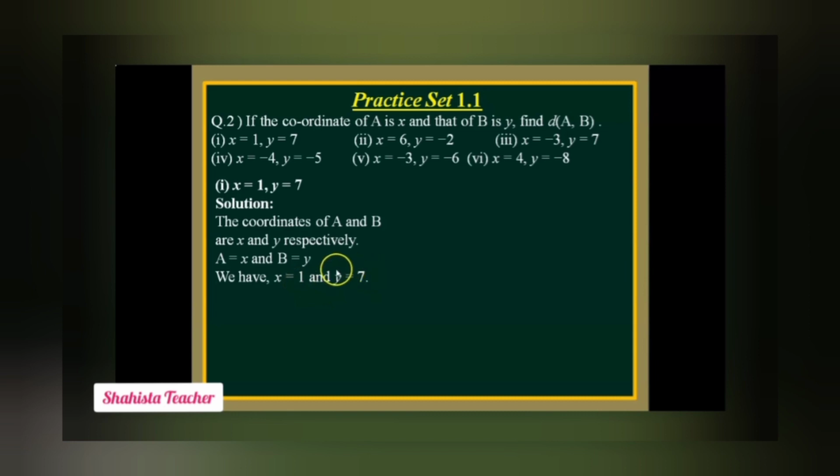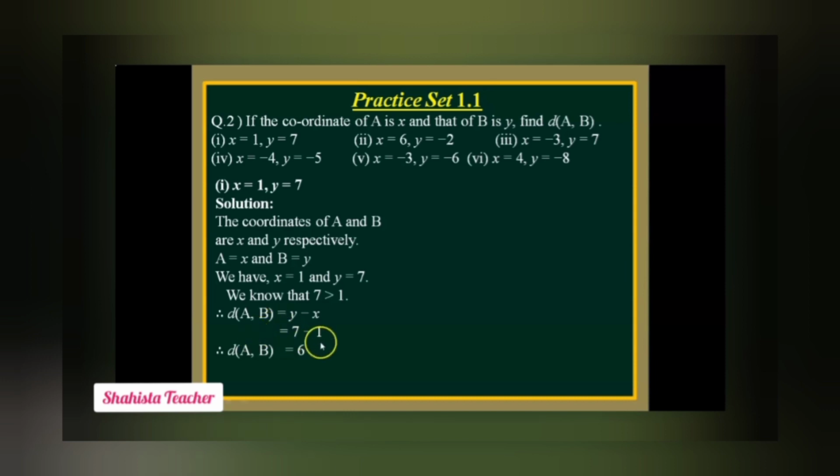7 is greater than 1. So here we will write, we know that 7 is greater than 1. So we will write 7 minus 1. 7 minus 1 is how much? 6. So here we will write distance of A comma B is equal to y minus x. Why y minus x? Because y is the greater value. So we get y minus x, 7 minus 1, 6. So distance of A comma B is equal to 6.